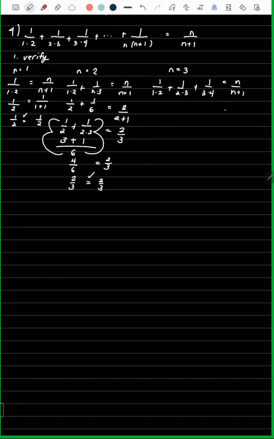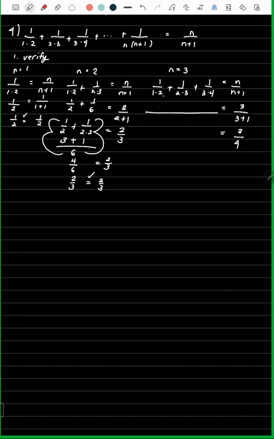Now, for the last, for n is equal to 3, again, on the right side, that would be n over n plus 1. On the left, that would be 1 times 2, 2 times 3, and 3 times 4. So on the right side, that would be 3 over 3 plus 1, or simply that would be 3 over 4.